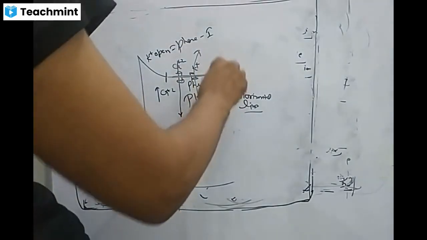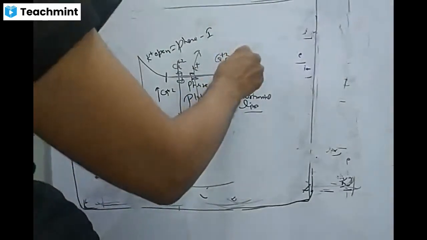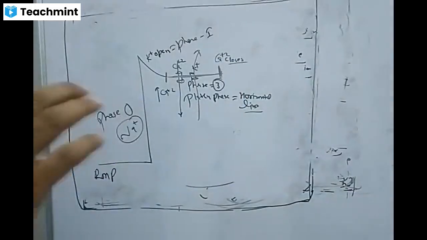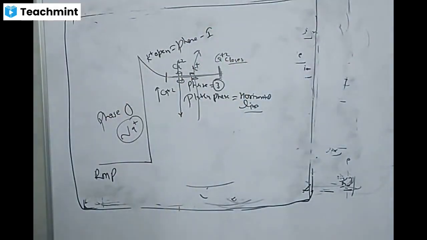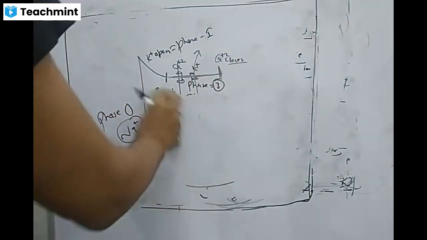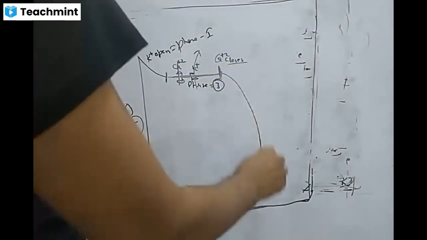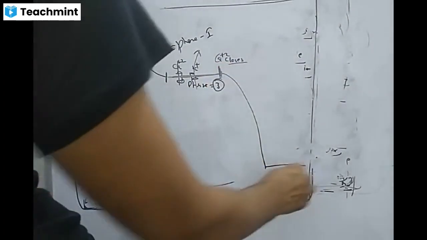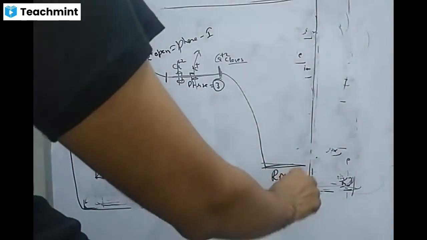At this point of time, the calcium channel closes, but the potassium channels are still open. So what will start? Again, repolarization will start. The cell will repolarize and it will come back to the resting membrane potential.